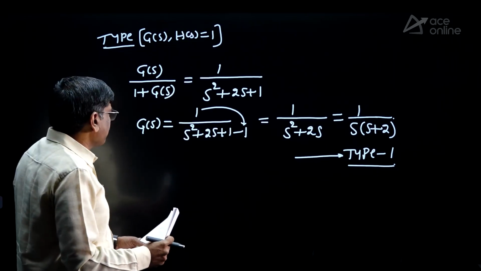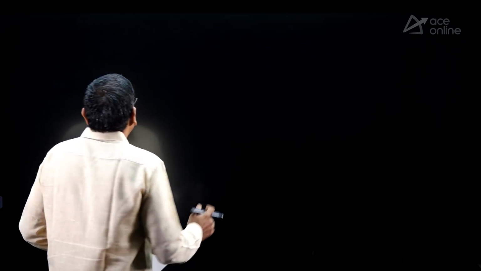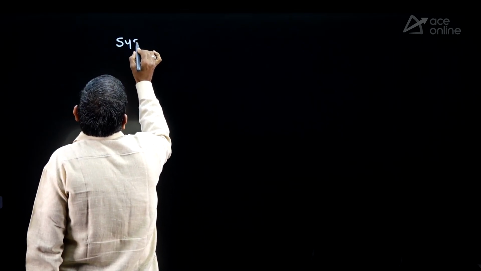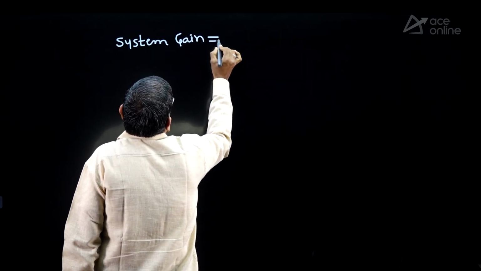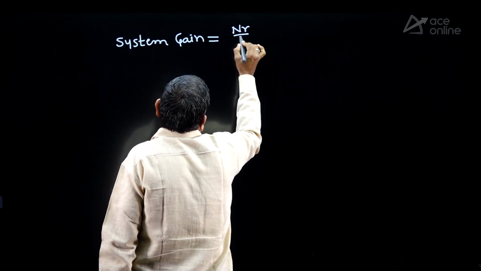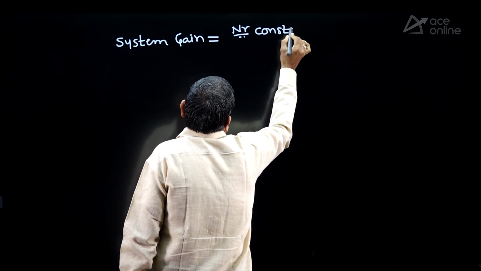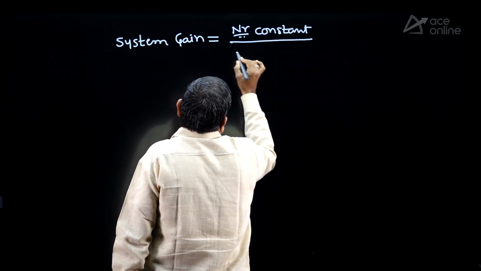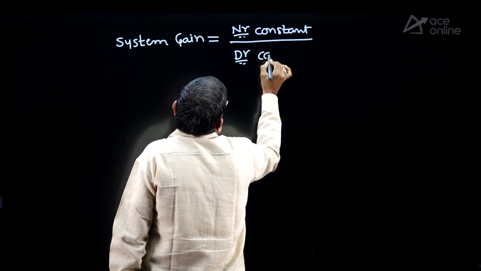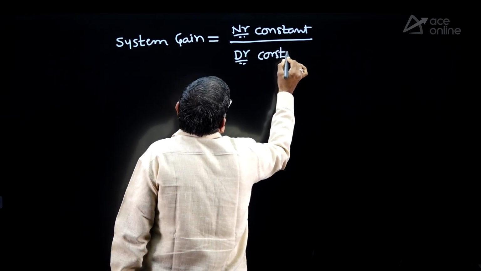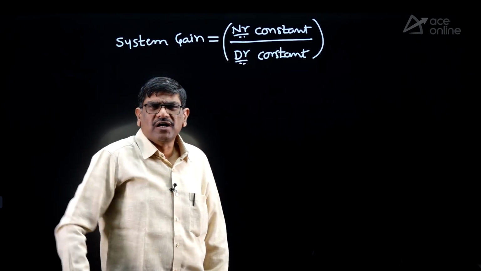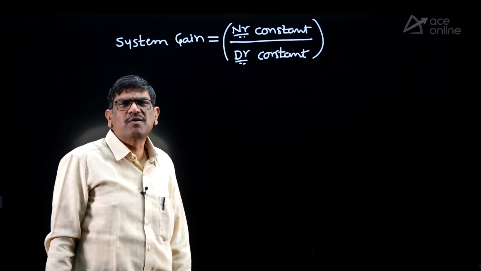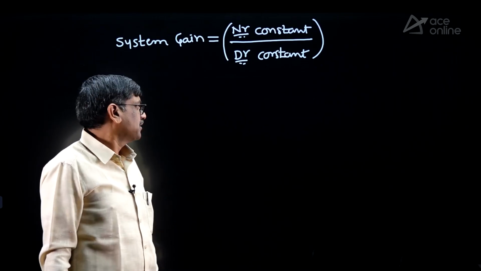Okay? If you ask the system gain anywhere, the question asks on system gain. If you ask system gain, simply use numerator constant by denominator constant. If you ask open loop system gain, then this formula applies to what? Open loop transfer function. If you ask closed loop system gain, apply this formula to what? Closed loop transfer function. Okay?